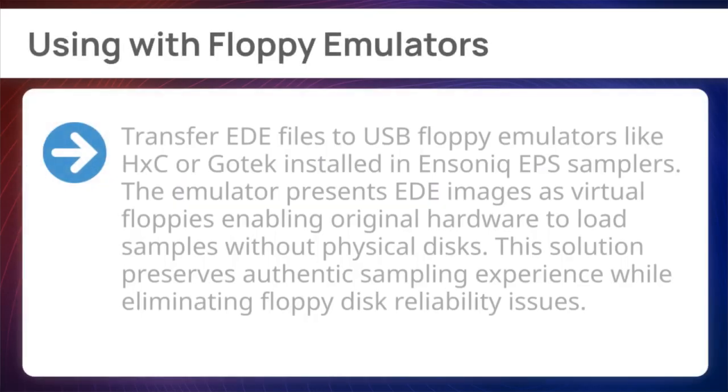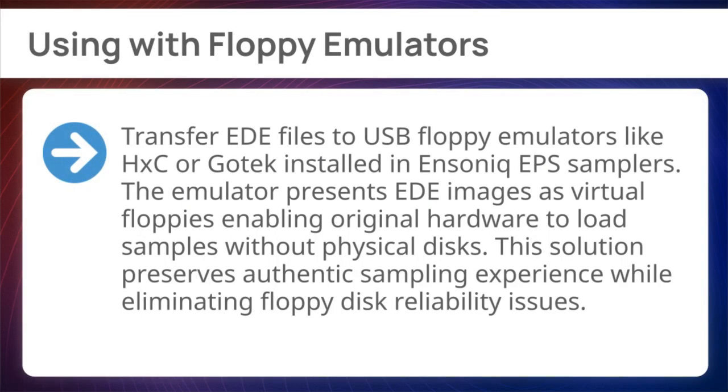First, using floppy emulators. Transfer EDE files to USB floppy emulators like HXC or Gotek, installed in Ensoniq EPS samplers. The emulator presents EDE images as virtual floppies, enabling original hardware to load samples without physical disks. This solution preserves authentic sampling experience while eliminating floppy disk reliability issues.